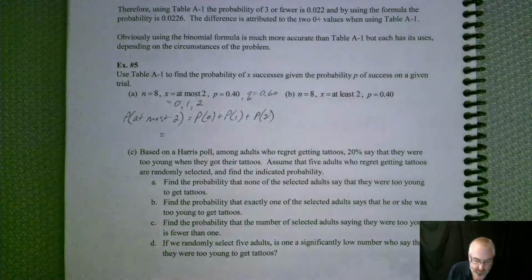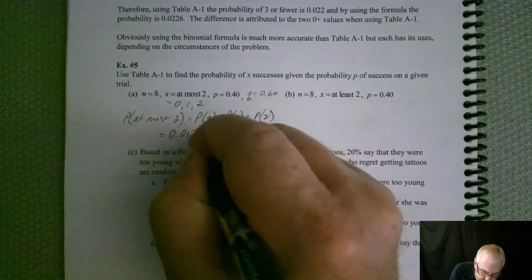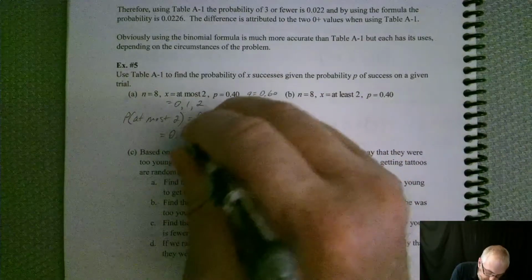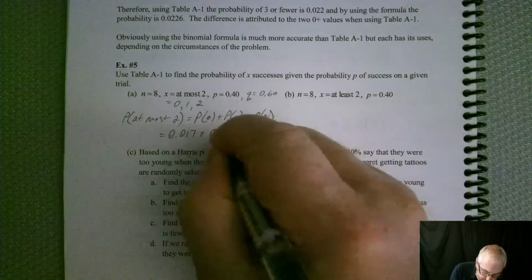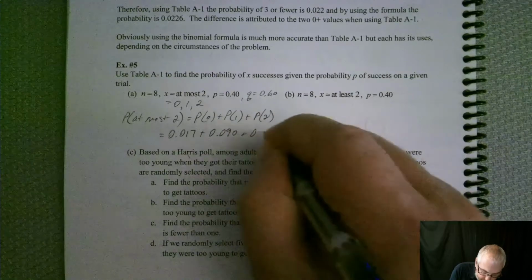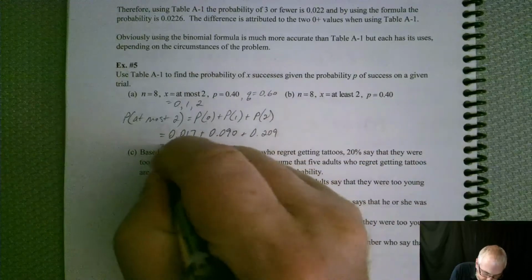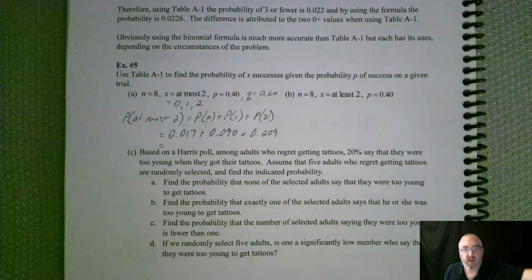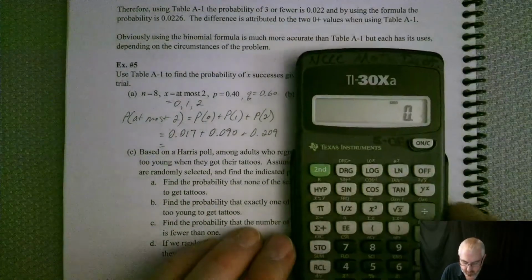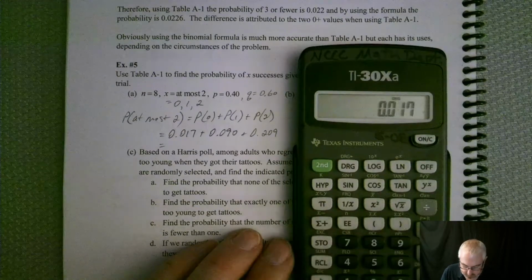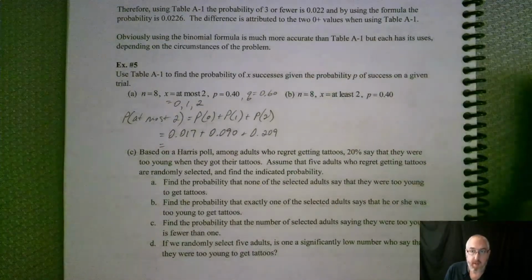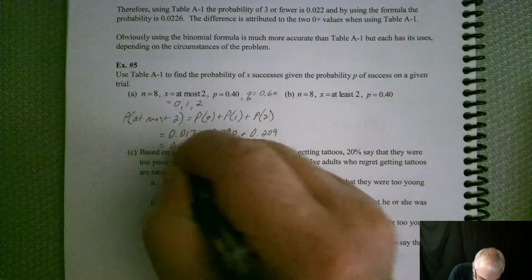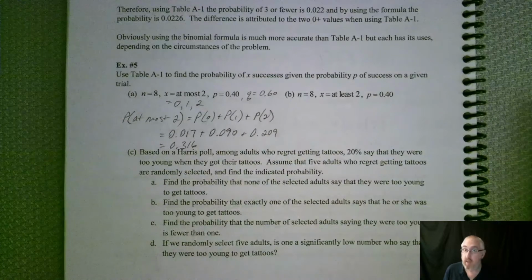So let's write those down. 0.017, and we want to add 0.090 and 0.209 for a grand total of, now we should do our calculator just to be safe, 0.017 plus 0.090 plus 0.209 equals 316. So 0.316. So that should be our answer.